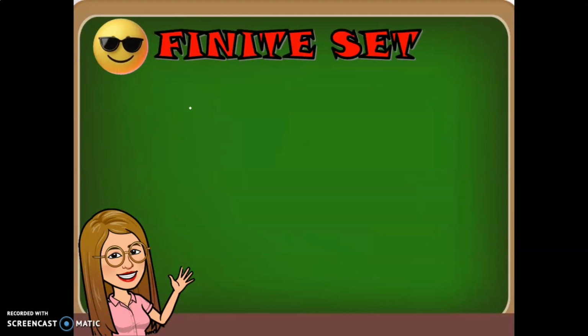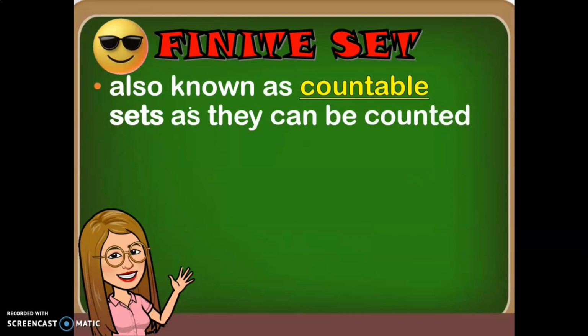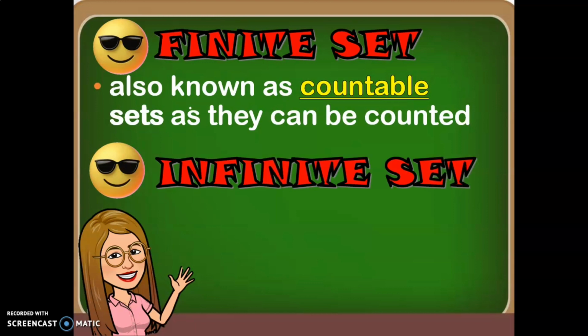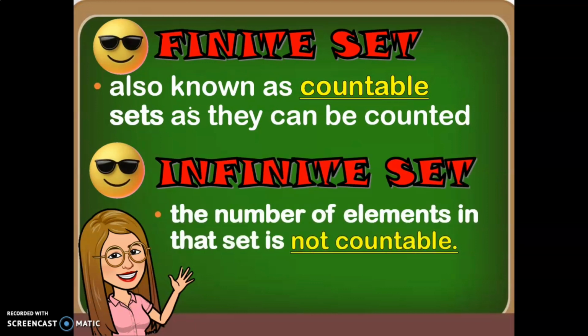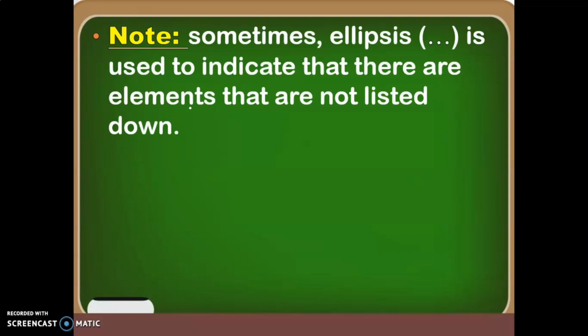So first, when we say finite set, it is also known as a countable set, as they can be counted. While the word infinite set, from the word itself, infinite, the number of elements in that set is not countable. Note, sometimes we use ellipses to indicate that there are elements that are not listed down.